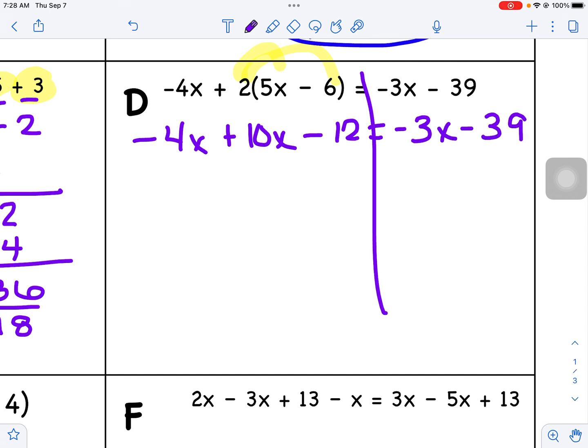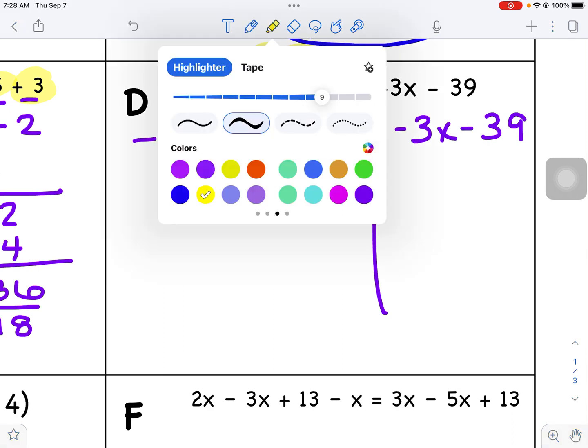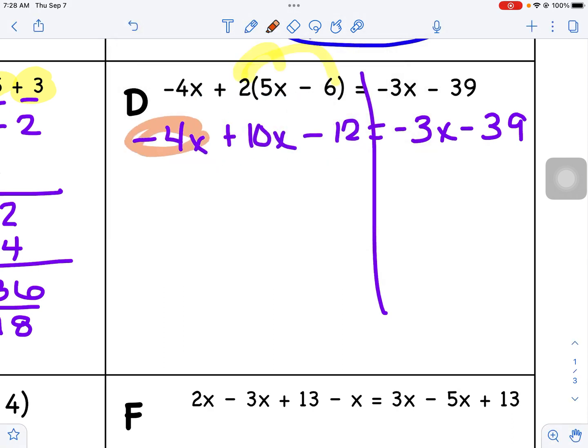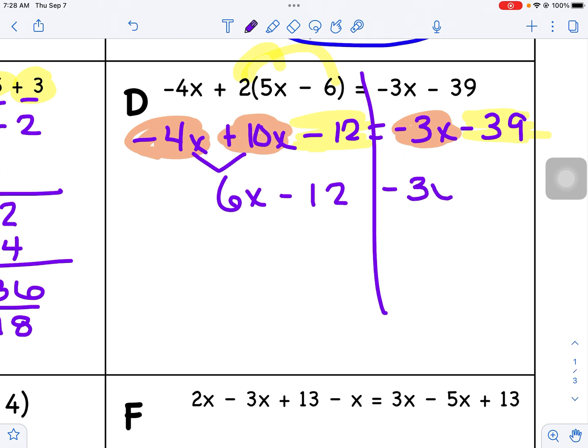Now I notice that there is more than 2 terms on each side, and I'm guessing that I have some like terms. So let me go ahead and highlight the x's. I have one there, I have one there, and I have one there. And then clearly my constants are negative 39 and negative 12. So 2 letters, so negative 4x plus 10x, that's what I'm going to simplify first. So when you simplify those two, it becomes 6x minus 12. You still have negative 3x minus 39 over here.